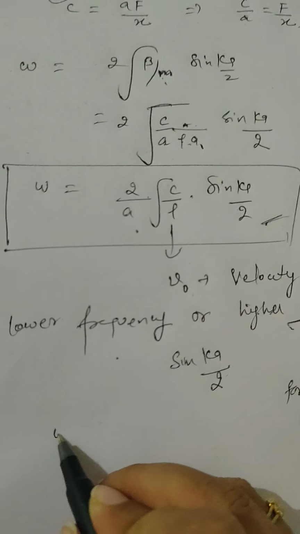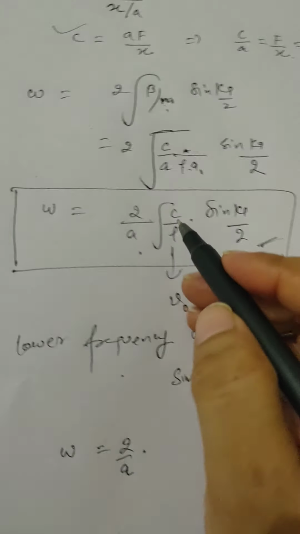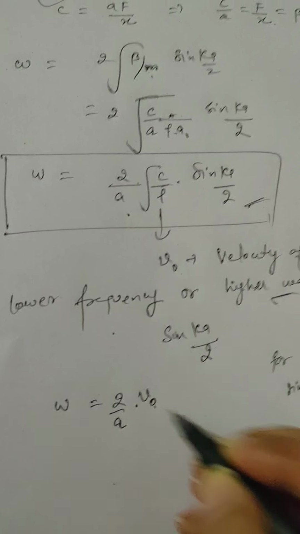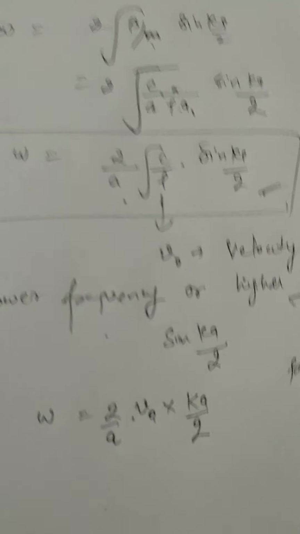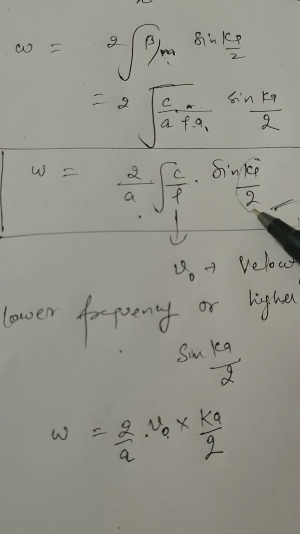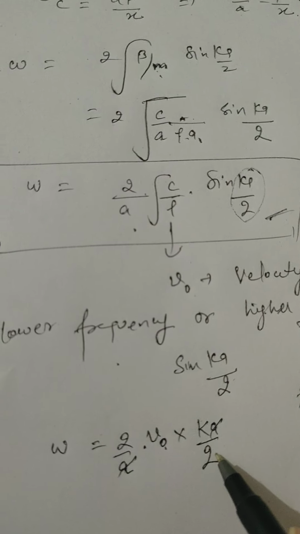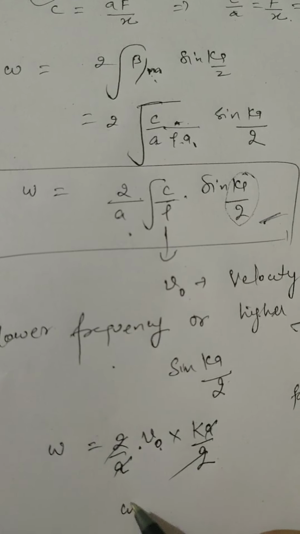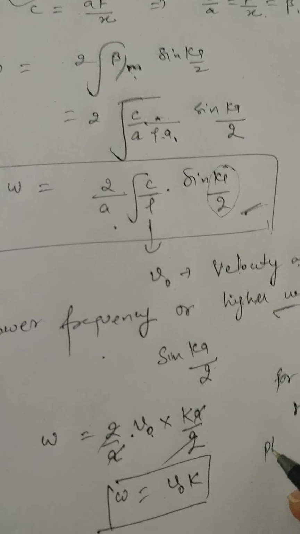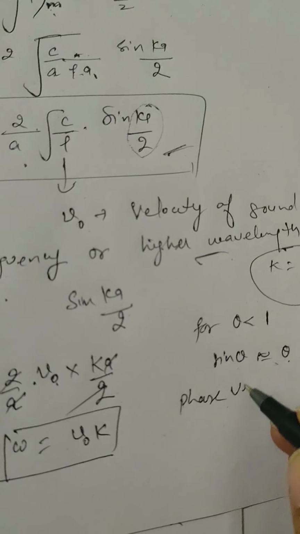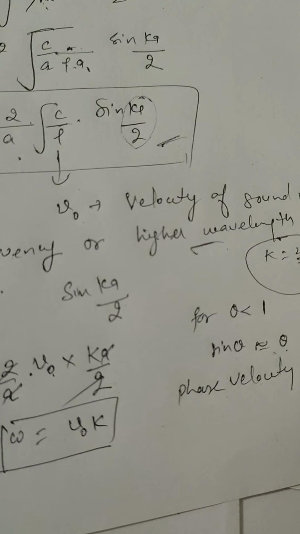So omega will be equal to 2 by a, and this is v0 velocity, into ka by 2, because in this case theta is equal to k by 2. So by cancelling this a and 2, omega is equal to v naught k. So as we know, there are two types of velocity: phase velocity and the group velocity.